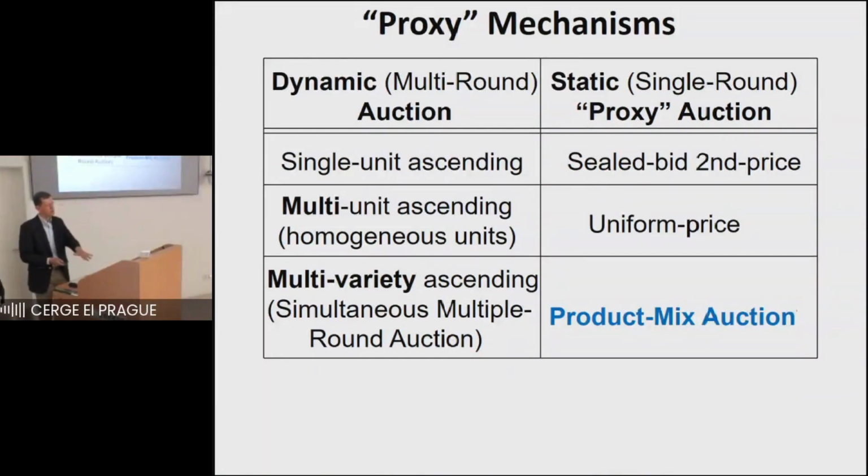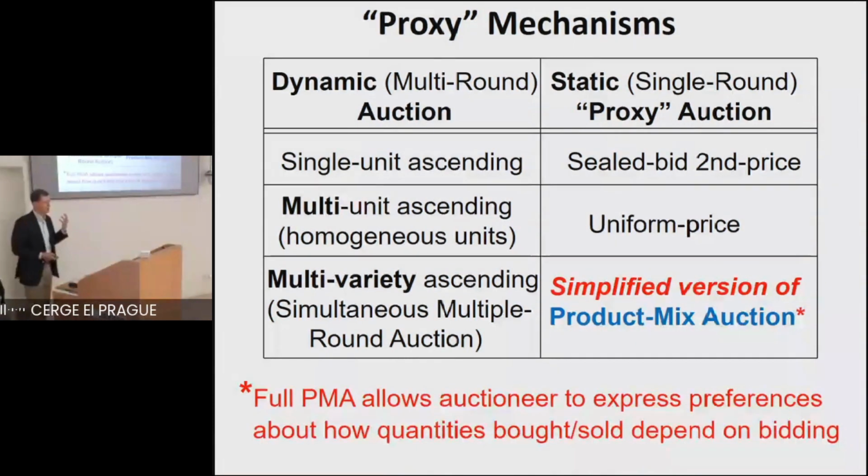So in that sense, this is a simplified version of simultaneous multiple round auction, but also in an important sense, it's a generalization, because the product mix auction will allow the auctioneer to express his or her preferences about how the quantities bought or sold depend upon the bidding. In other words, we would not be restricted to 2 large licenses and 3 small licenses. We're going to look at people's preferences and then decide what licenses to allocate. So that is one way of thinking about what the product mix auction will do. That's not the way I prefer to think about it.